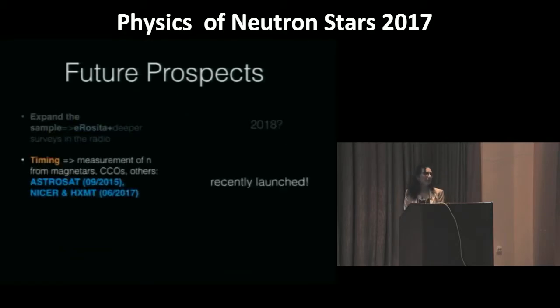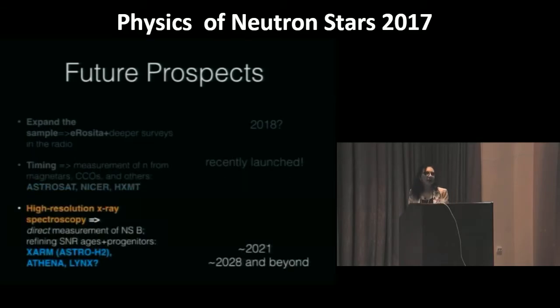Timing measurements are still very important. We have a very limited sample for braking index measurements. We're still missing braking indices for these interesting classes of neutron stars. It might be a hopeless thing, but if the dipole indeed emerges to the surface, there might be some signature there that we can detect with a braking index. And RXTE is gone. We have Swift. But also, India launched AstroSat 2 years ago. And just this past month, NASA launched NICER, the Neutron Star Interior Composition Explorer. And China launched the Hard X-ray Modulation Telescope, which can address some of the science.